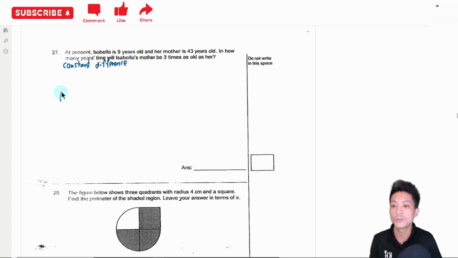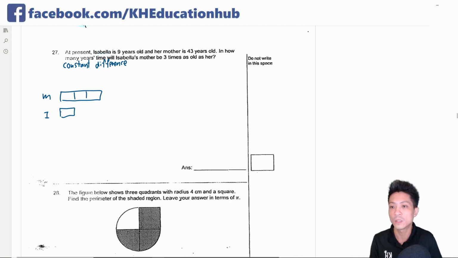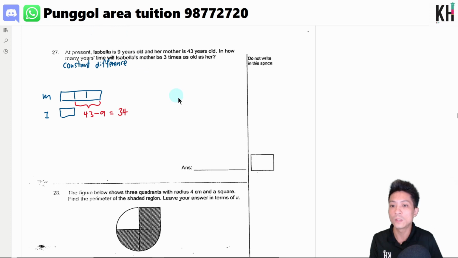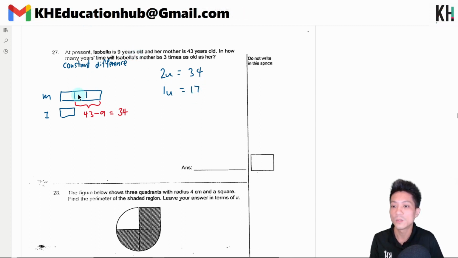So 3 units, right? 3 times is the mother. Isabella will be 1 unit. So the difference over here is equal to 43 minus 9. 43 minus 9 will be equal to 34. So now we know that 2 units is equal to 34, and 1 unit will be equal to 17. So this is 17, 17, and this will be 17.